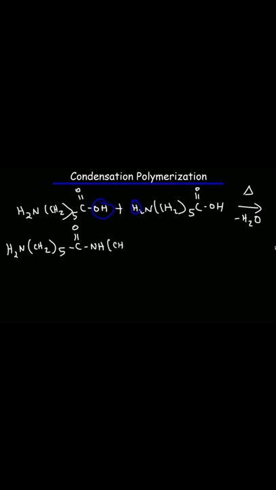This is how amino acids combine to form protein, because in an amino acid you have a carboxylic acid and you have an amino group. And so whenever you get a protein, that's basically a condensation polymer. Proteins are polyamides when you think about it.